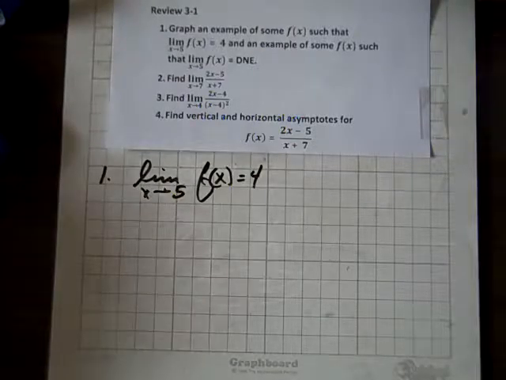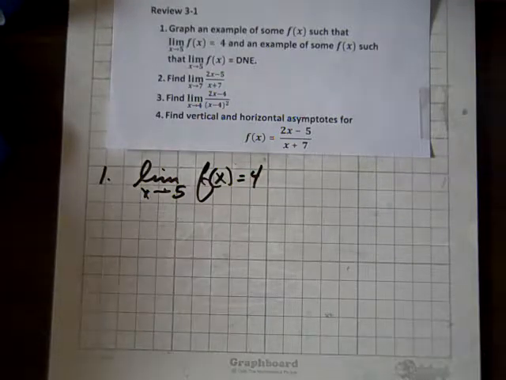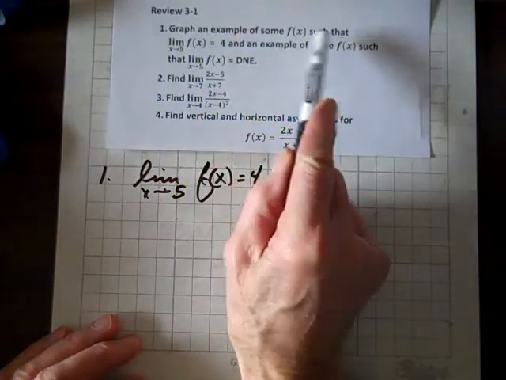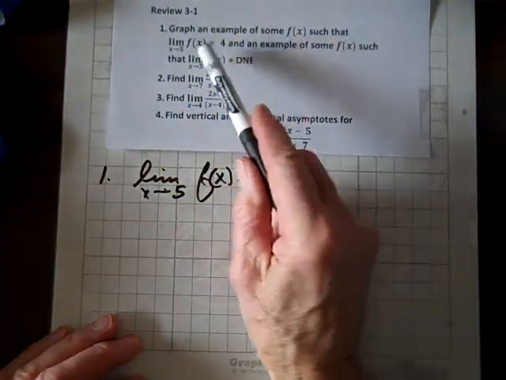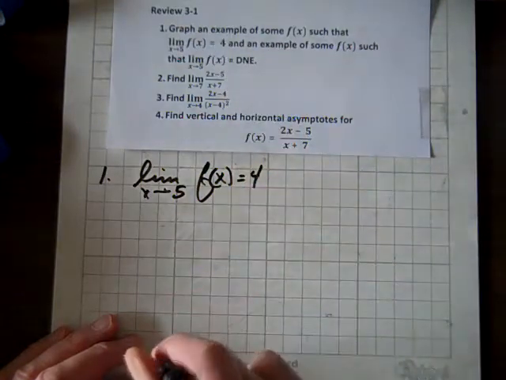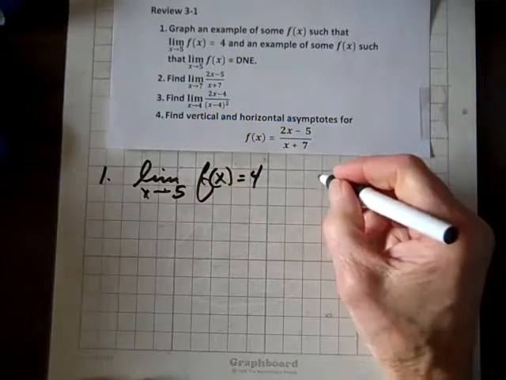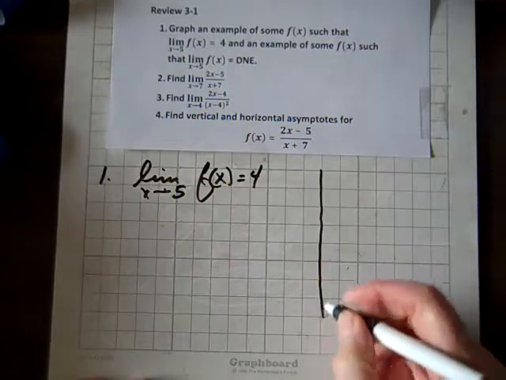Okay, now we're doing the review for section 3-1, and our first task is to graph an example of some function f of x such that the limit as x goes to 5 of f of x equals 4. Well, we can do that.